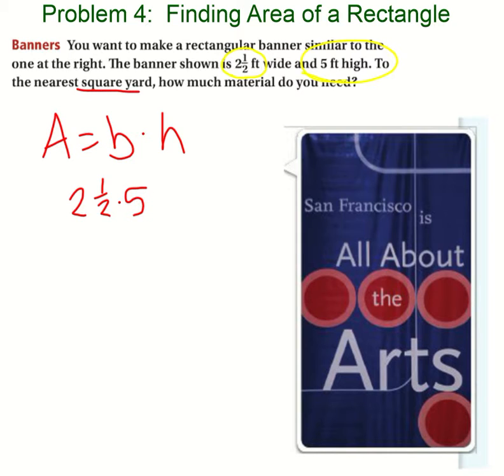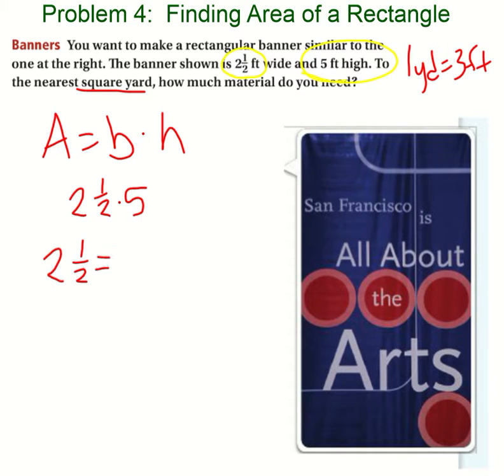But remember, they want yards, so we can find it in feet first. It might be easier though to switch to yards right away. So we know that 1 yard equals 3 feet. We have 2.5 feet, and we're trying to get that into yards, so we know it's going to be less than 1 yard.